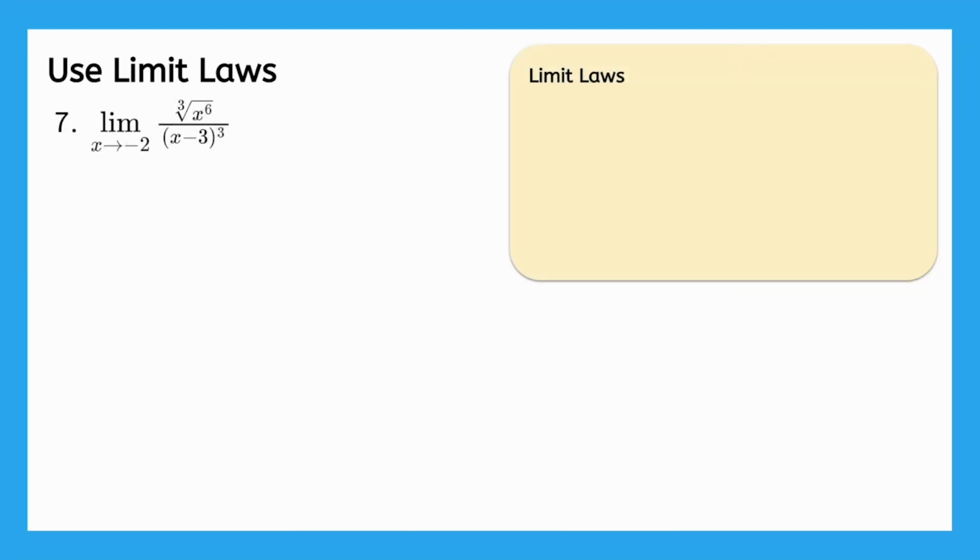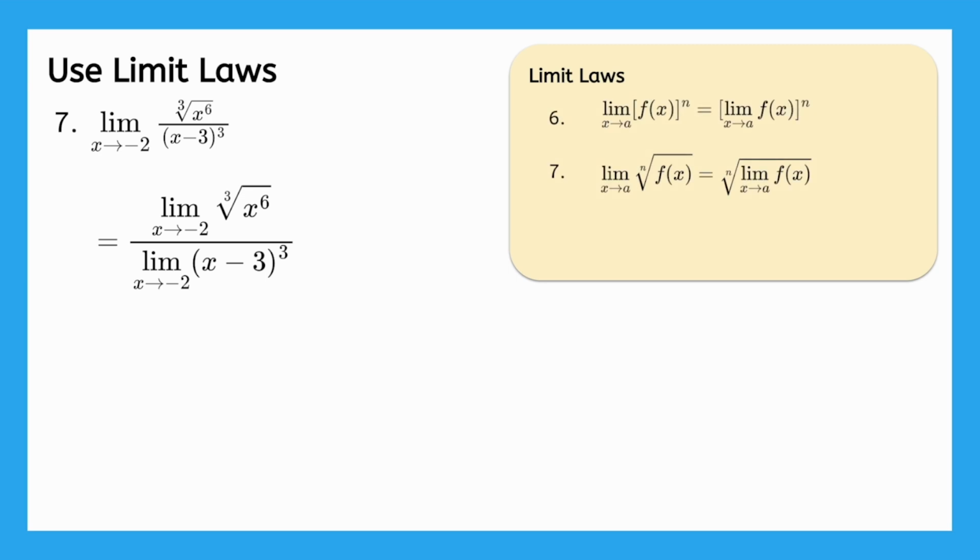We've reached our last example for this video. We have another rational function, and the quotient law says that the limit of a quotient is the same as the quotient of the limits. But now we need some limit laws that will help us deal with the radical in the numerator and the exponent in the denominator. Here are the final 2 limit laws.